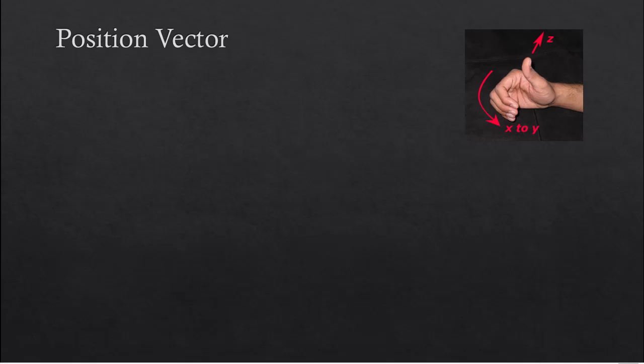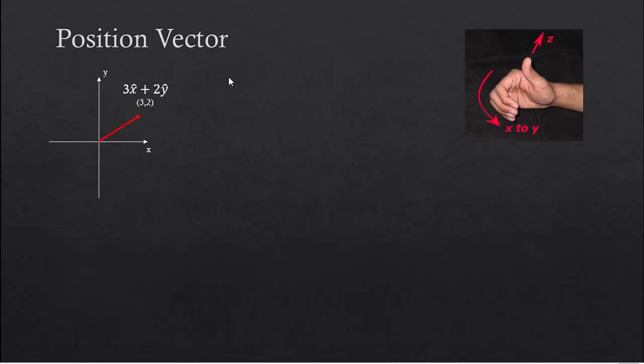You must draw or define a vector in a right-handed Cartesian coordinate system, which is shown here. Curl four fingers, and the curl direction of your four fingers is from X to Y, and then the Z direction is pointed towards your thumb.